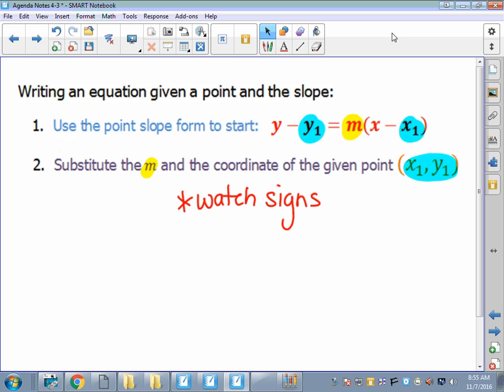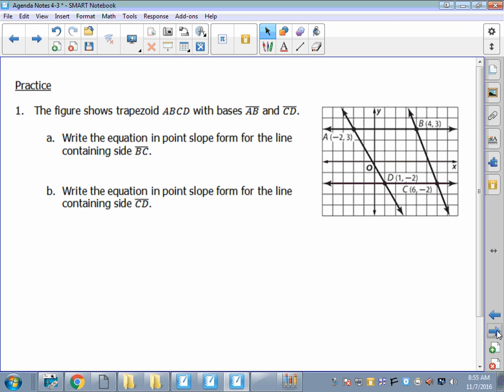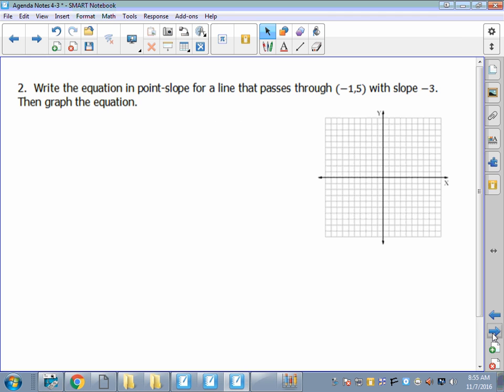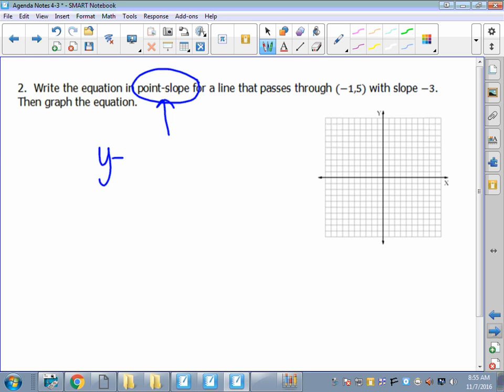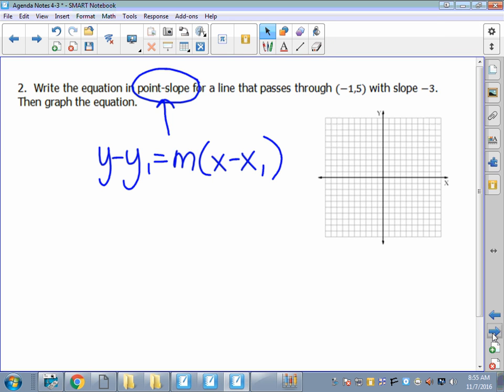So let's skip practice 1, just because there's a lot of stuff happening there, let's just focus on writing equation. It says to write an equation in point slope form for a line that passes through (-1, 5) with a slope of -3, then graph the equation. I'm going to start drawing your attention up here because it's going to tell you what kind of answer I want as we go through 4.3 and then back to 4.2. It's going to tell you what form I want the answer to be in.